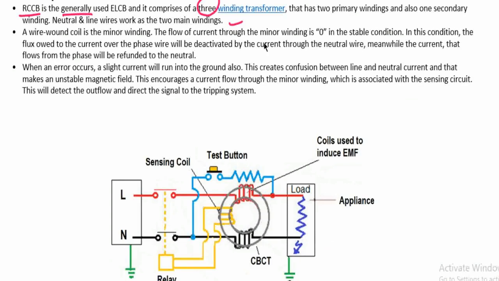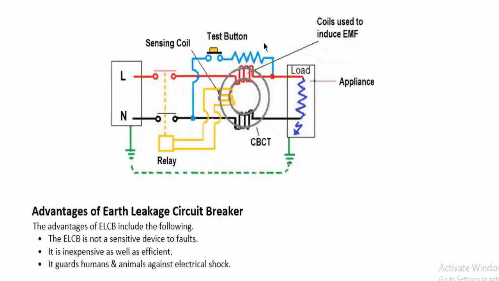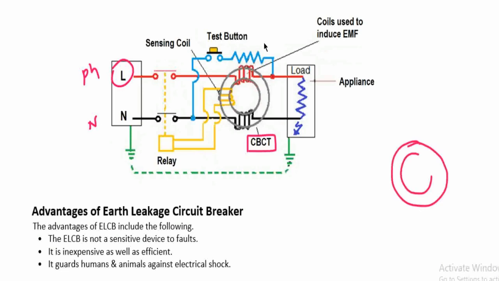Okay, here you can see the circuit diagram for current operated ELCBs. We have line, that is nothing but phase, and neutral. Here this is our CBCT. This is our current transformer having a core with a circular structure. This is a magnetic material. Before going to that, we need to understand something.